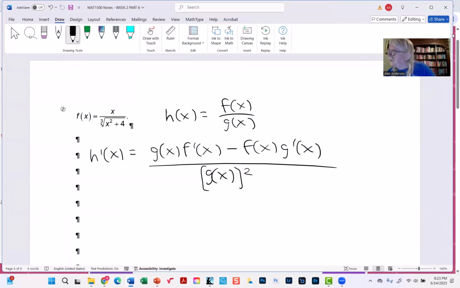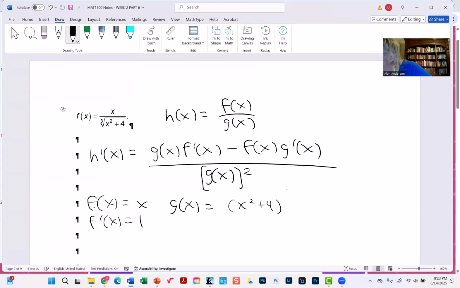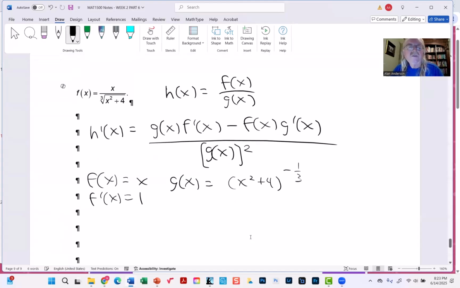So f of x is x. f prime of x is of course 1. g of x is this denominator. So I'm going to write it as... oh, actually, no, I'm sorry. It's the negative. I almost missed that. Negative. So let's analyze this real fast. We need g prime of x. How do we do that?